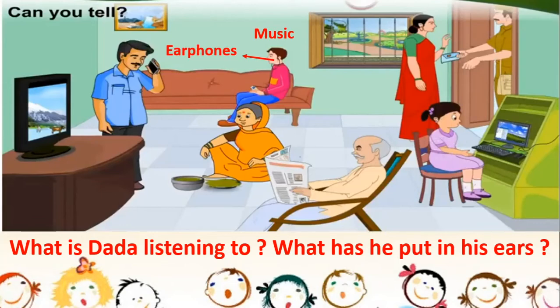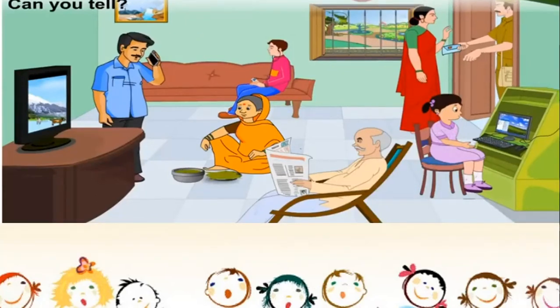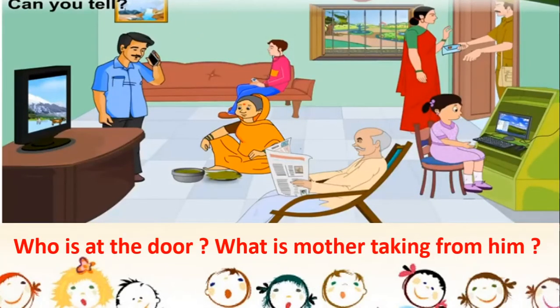So see, they are getting information from so many different things. From the newspaper, from the computer, from the TV, okay, from music or from the phone. So these are all means of communication, children. Let us look at one more question. Who's at the door and what is mother taking from him? Who's at the door? So there is a postman at the door.